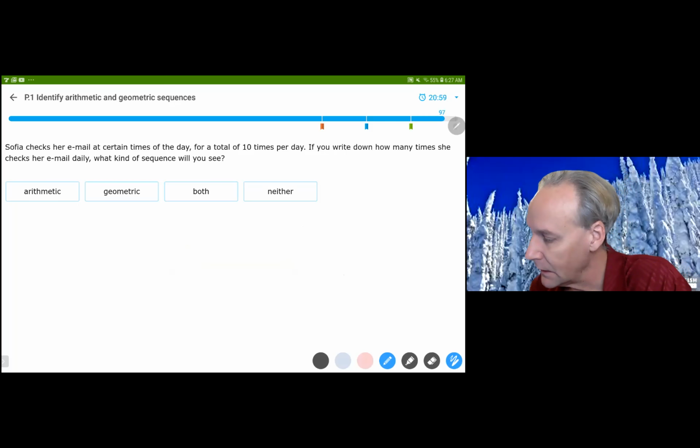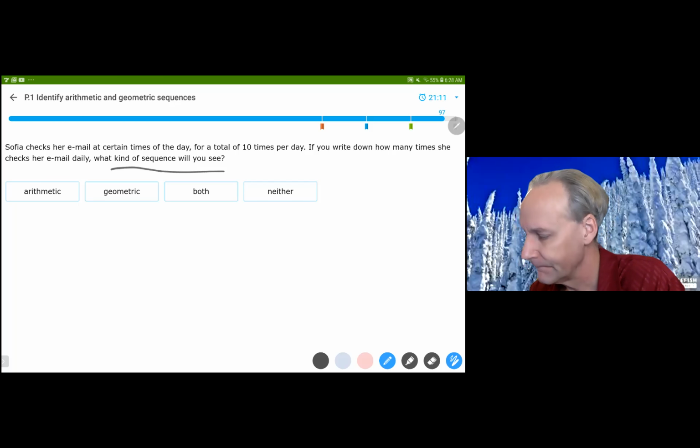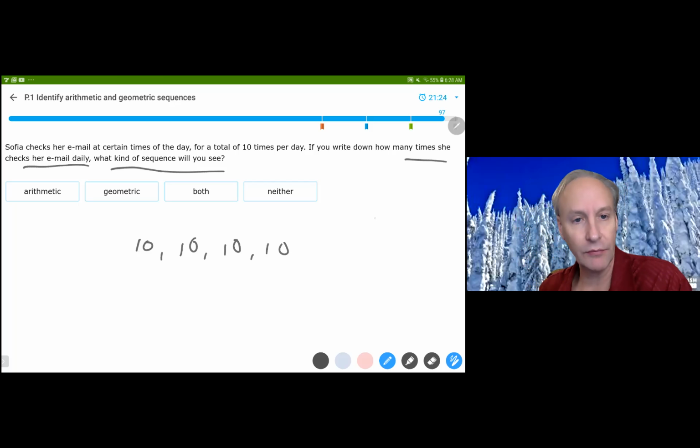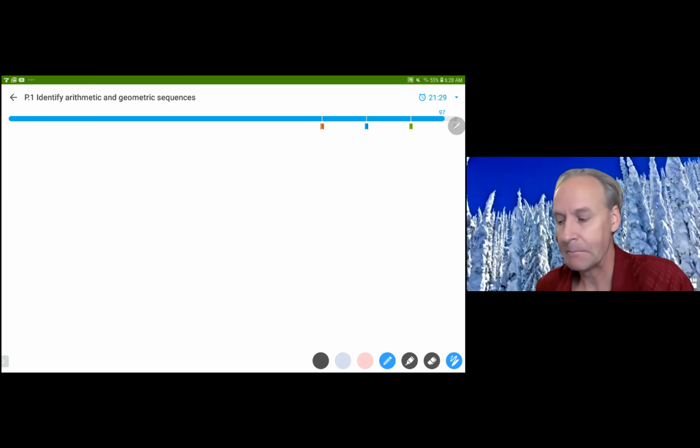And for a total of 10 times per day, if you write down how many times she checks her email daily, what kind of sequence will you see? Okay, it doesn't say the total number of times she checks. And then it's going to be 10, 10, 10, 10. And remember, that's going to be both, because you can multiply by 1 or you could add 0. So that's going to be both. And it looks like we have 1 or 2 more.